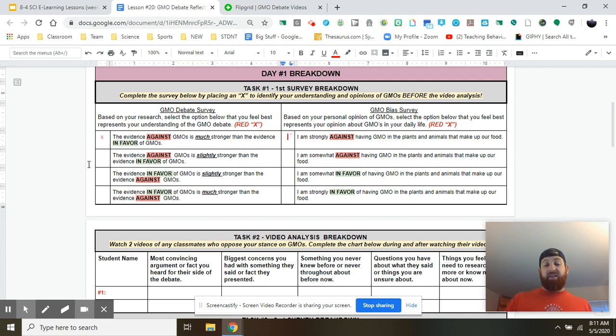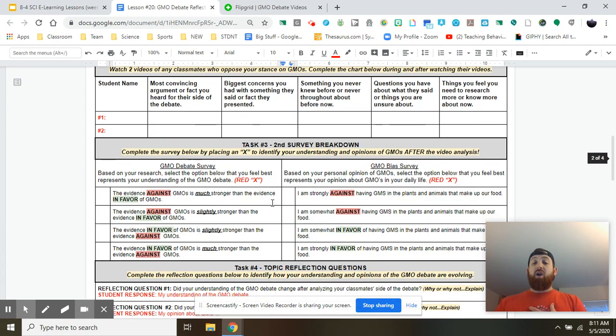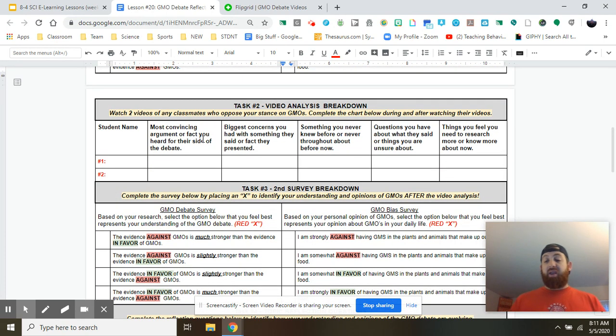Maybe the evidence is against it, but you're someone who's like, there's a lot of potential here. I feel like we should be really doing this. This is really great. So maybe you put an X there. Totally fine. Wherever you're at, we're taking stock so we understand where we are at, because next, you're going to look at the other side of the debate. You've got to be able to say, okay, this is where I'm at. I have to be able to take into consideration the other side. And let's go ahead and look at the video analysis breakdown.